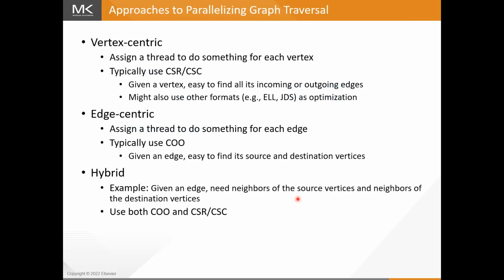And then we said that when we parallelize different graph traversals, there's different ways of doing the parallelization. There's a vertex-centric parallelization where we assign a thread to every vertex to do something for that vertex. And usually that involves iterating over the outgoing or the incoming edges. So we usually use CSR or CSC representation for that. Or we can have an edge-centric parallelization, and an edge-centric parallelization involves assigning a thread to do something for every edge in the graph. For that, we usually use something like a COO representation.